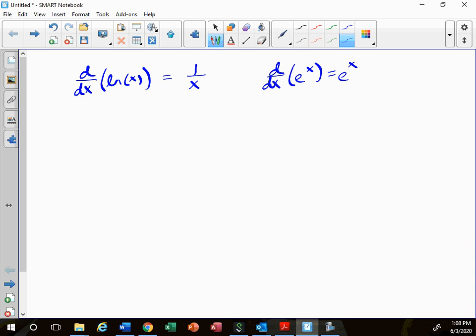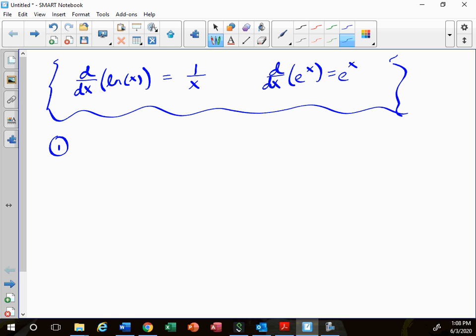I'm not going to go through the proofs of why those are true. They definitely are true. If you guys are in Khan Academy, there's actually videos of the proof if you're interested in why those are what they are. But those are our rules that we will use. And now let's just do a couple of examples so you can see it.